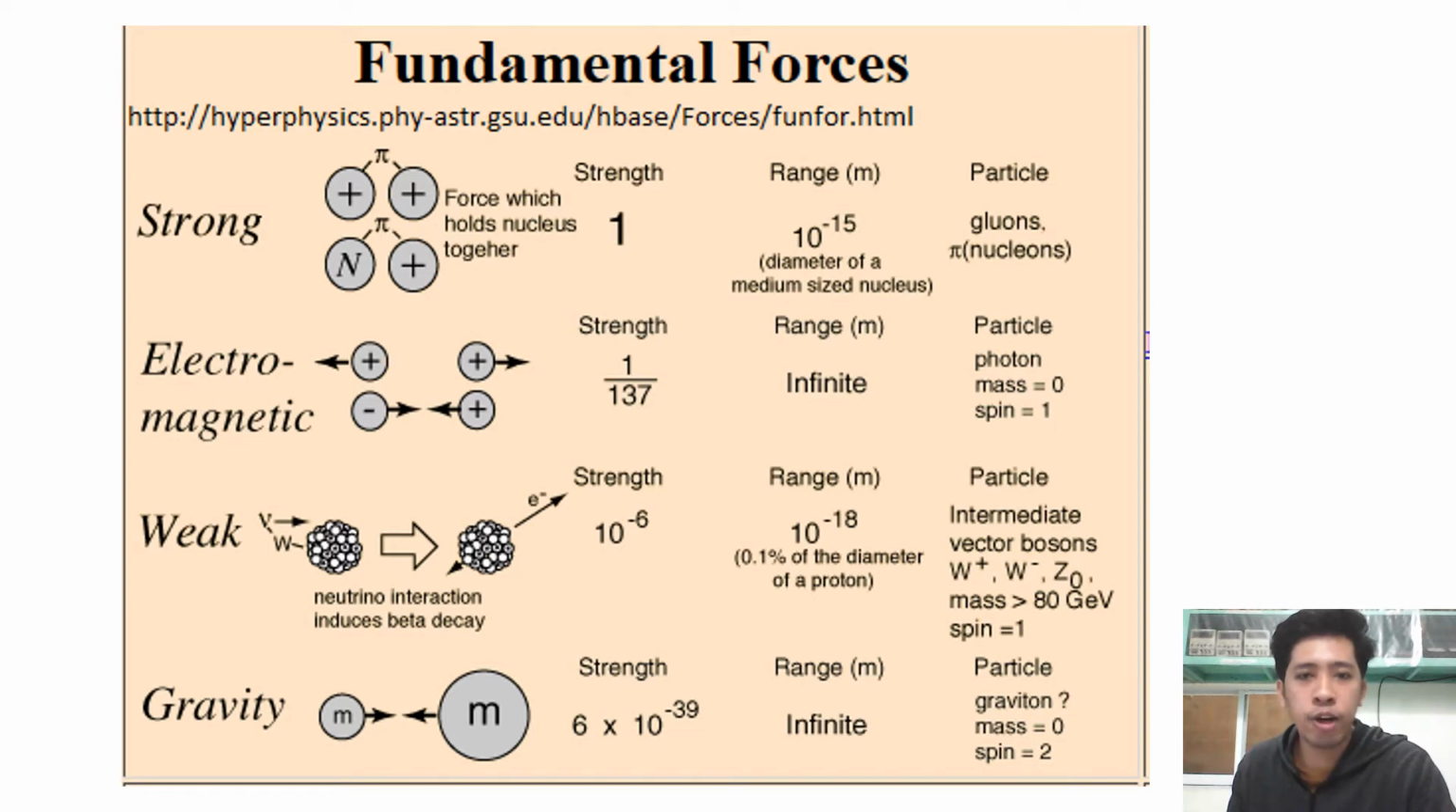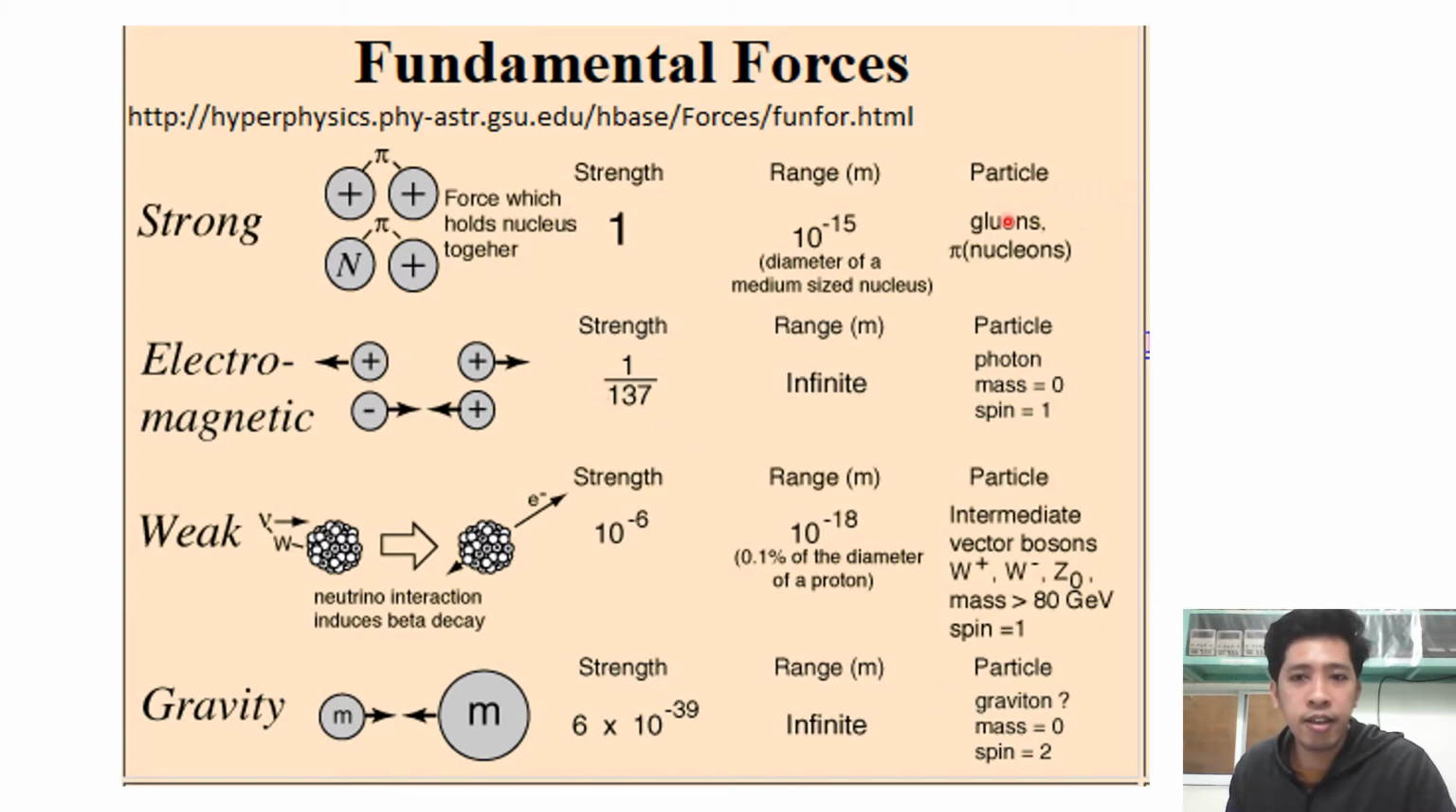So again, you have here your 4 fundamental forces: your strong, your electromagnetic, your weak, and then your gravity. If we're going to arrange this according to the strongest to the weakest of the forces, the strongest is actually your strong nuclear force, and the weakest is your gravity. If we say that the strength of your strong force is 1, the strength of your gravitational force is just around 6 times 10 to the negative 39 of your strong force. It's easier for us to jump than to break your nucleus apart.